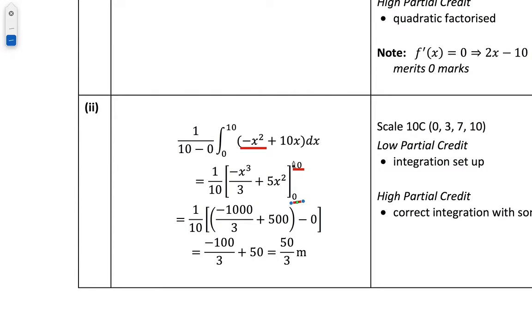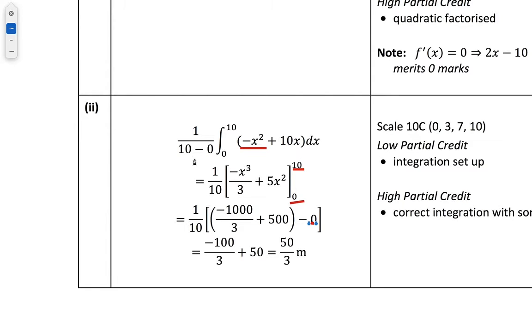So you plug in 10, and then you minus it from this same thing but with 0 plugged in. You can see if you plug in 0 here or here, it turns to 0, so you don't have to worry about that. That's not the case in all functions, but in this one it is. So it's just going to be minus 10 to the power of 3 over 3 plus 5 times 10 to the power of 2, and minus 0 because 5 x squared when x is 0 is 0, and the same here.